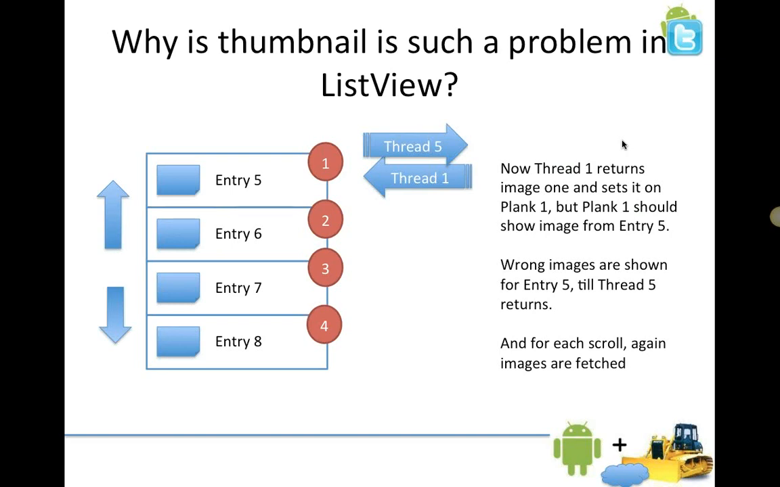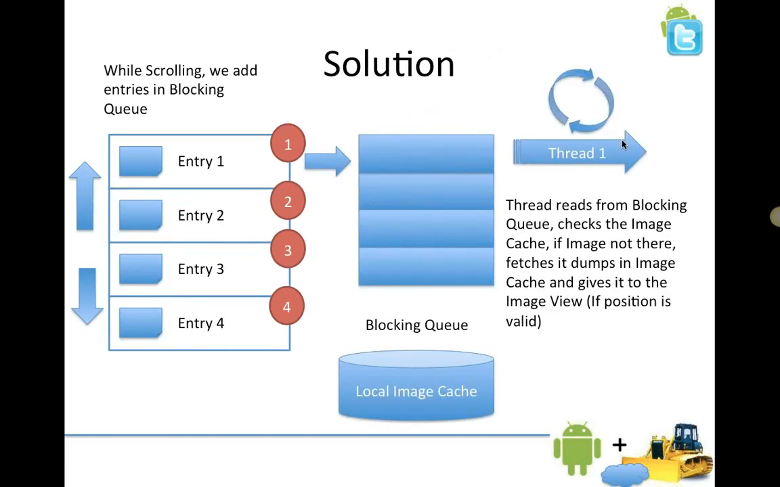So how do you solve this problem? Solving this problem is pretty easy, and I'll also run you through the code in a while. But before that, you need to understand the nature of things. First of all, the problem is that I'm launching too many threads, which is not good because which thread will return, I don't know. Second thing, there's no caching. So each time I'm scrolling up and down, threads are being launched. The third thing is there's no mechanism to ensure that I'm putting the image at the proper position.